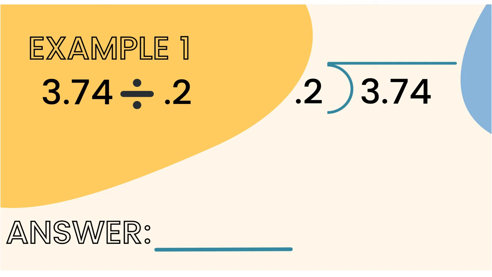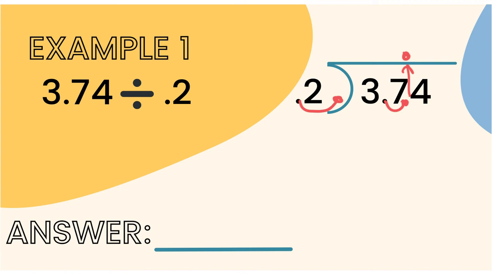Our number on the outside cannot be a decimal. It has to be a whole number. So in order to make it a whole number, we have to move the decimal 1 time. So now, instead of 0.2, it's 2. And then however many times we move the decimal on the outside, we have to move the decimal on the inside. So we moved our decimal once on the outside and once on the inside. Our next step is we bring our decimal straight up so that we know where it'll be in our answer.